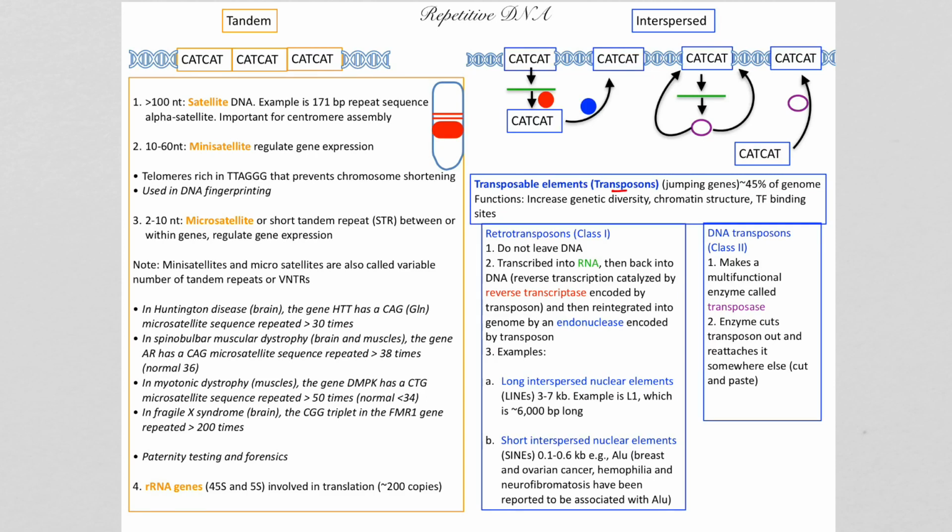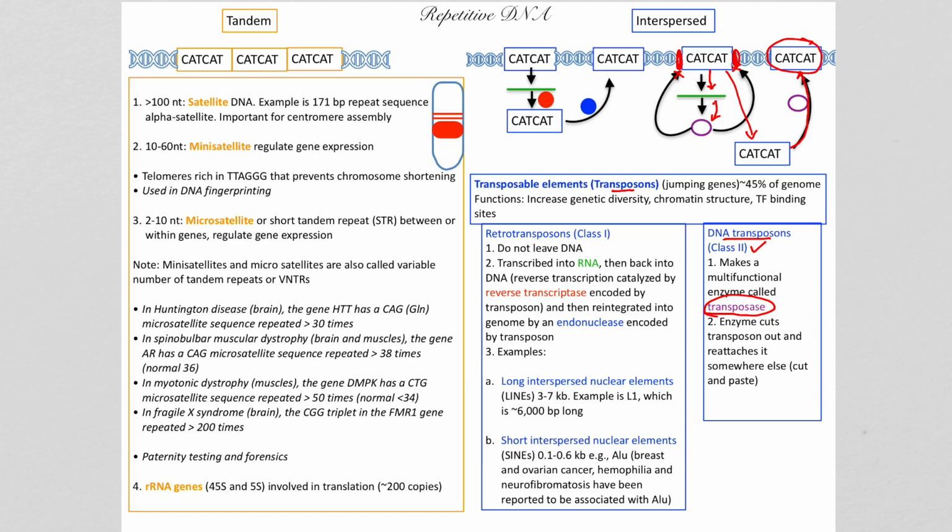The second type of transposon, the DNA transposon, is called class 2. In this case, the transposon is transcribed into mRNA, and this mRNA then makes a multifunctional protein called transposase. What this protein does is recognize sequences on either side of the transposon and cut it. So it actually removes the transposon, and then the enzyme attaches it, pastes it, on another part of the DNA.